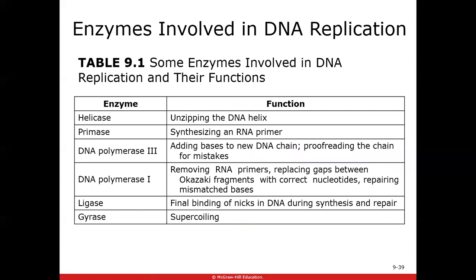Okay, so this is showing the enzymes and what they do. And so I want you to know helicase, and then the primase, which synthesizes the RNA primer. DNA polymerase adds new bases to the new DNA chain and proofreads for mistakes. DNA polymerase I removes RNA primers. Ligase is the final binding of nicks in DNA during synthesis or repair. Gyrase helps with supercoiling, it wraps it back up. Okay, so know this slide. Helicase, primase, DNA polymerase III, DNA polymerase I, ligase, and gyrase.